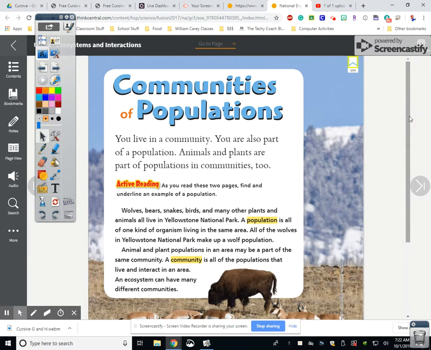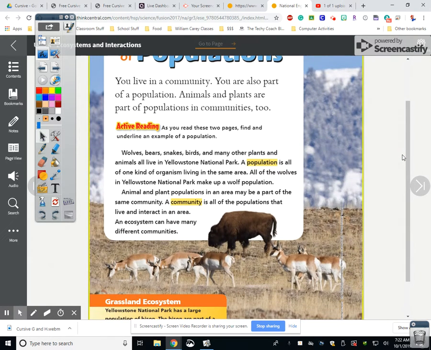Okay, next page, communities of populations. You live in a community. You're also part of a population. Animals and plants are part of populations and communities too. Wolves, bears, snakes, birds, and many other plants and animals all live in Yellowstone National Park. A population, underline this, is all of one kind of organism living in the same area. All of the wolves in Yellowstone National Park make up a wolf population. Animal and plant populations in the area may be part of the same community. Underline this. A community is all the populations that live and interact in an area. An ecosystem can have many different communities.